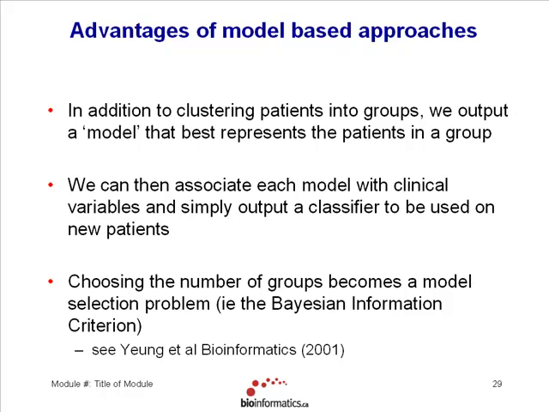The nice thing that you get out of that is that you essentially get a classifier for free. So when you have a new patient, you can compare the new patient to each of the models that you've derived using model-based clustering and see which one it fits best. Okay, does that make sense? Okay. And then again, choosing the number of groups, which has already been brought up, becomes a model selection problem. You can look at the Bayesian information criterion, and I point you to a reference here that talks about model selection in bioinformatics.